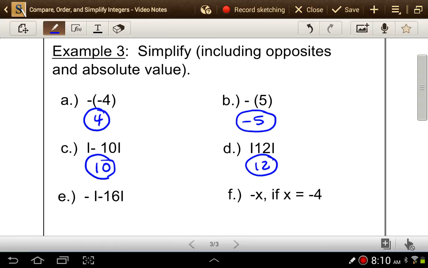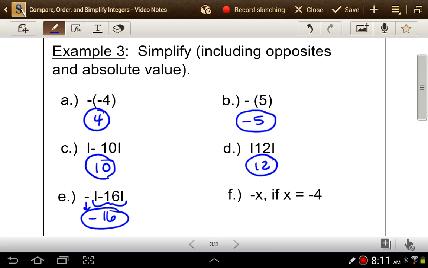E, this is a tricky one. I have the absolute value of the opposite of the absolute value of negative 16. So this is two steps. First, I have to do the absolute value of negative 16, which is 16, and then I want to know what the opposite of that is. That's outside the bars, so that makes my answer negative again. So the absolute value of 16 is 16, and then the opposite of that is negative 16.